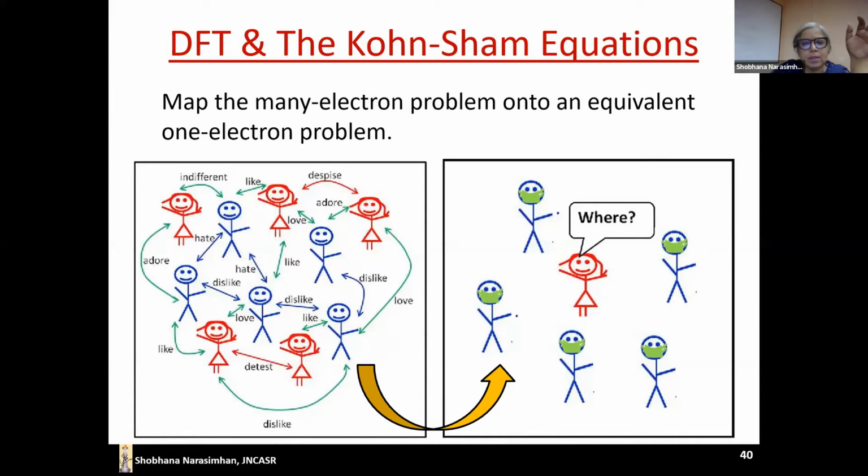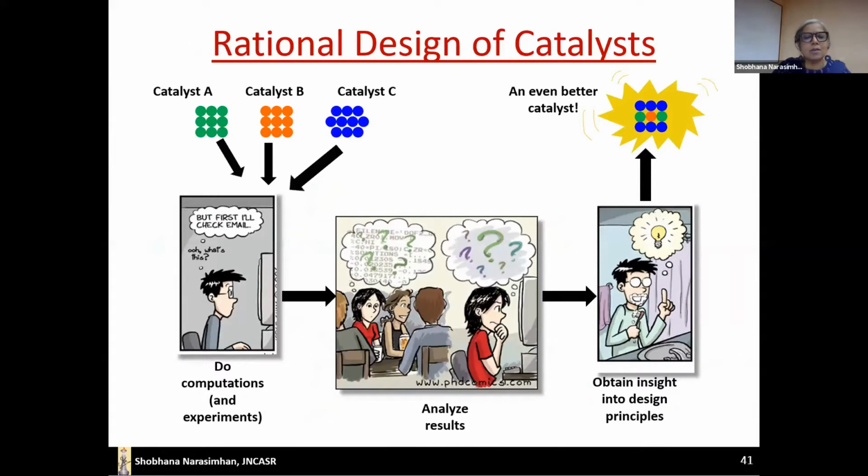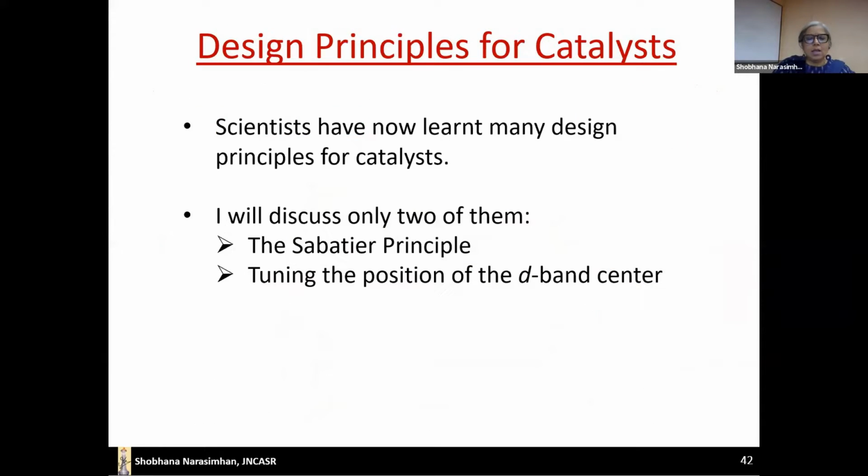So what we do is we do these calculations on different catalysts, and then we analyze our results, and we get insight into design principles. And once we have this insight, we can use it to design an even better catalyst. So scientists have now learned many design principles for catalysts, and I will discuss maybe two of them I'll have time for. One is called the Sabatier principle, and the other is tuning the position of the d-band center.